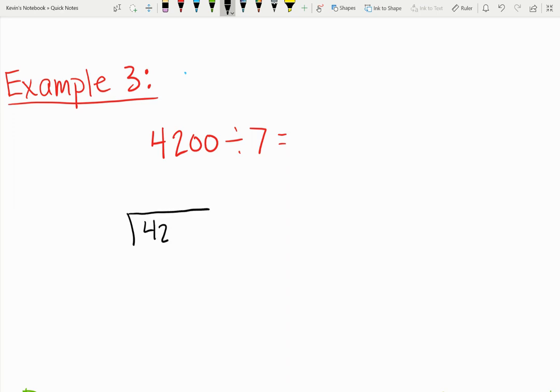So 4,200, that's going to be your dividend. So if you say it out loud, 4,200 divided by 7, that makes it easier. And you put your 7 on the outside of the house. Okay. So I'm not going to tell you the method I'm using, but I will let you know at the end. Okay. Different color here.